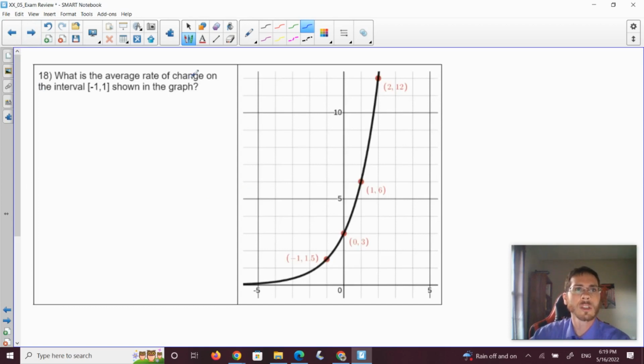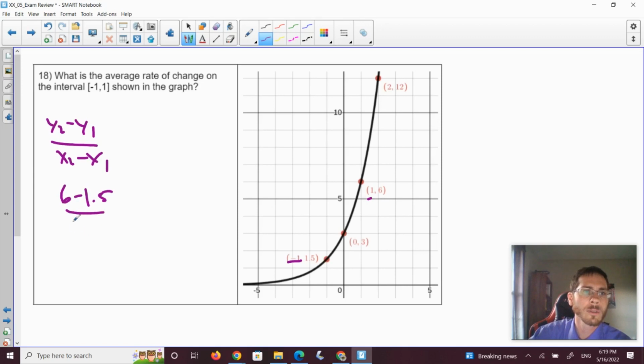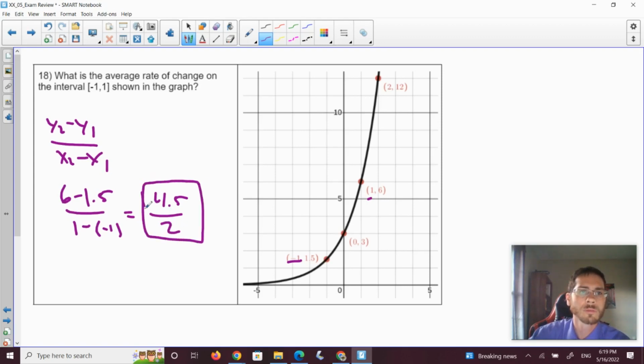Next, what is the average rate of change from -1 to 1? So we're just going to find the slope from -1 to 1. So that's going to be y2 minus y1 over x2 minus x1. 6 minus 1.5 over 1 minus -1. So that's going to be 4.5 over 2. I'm fine with that. That looks good. 4.5 over 2. All right.